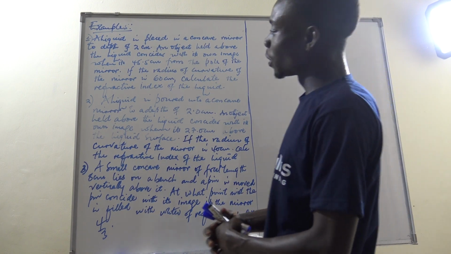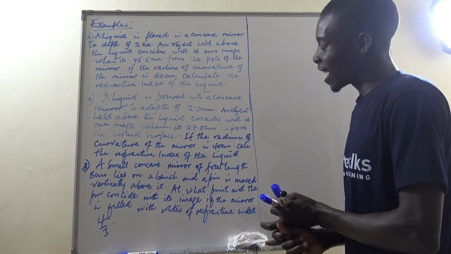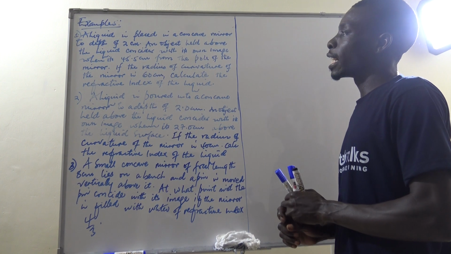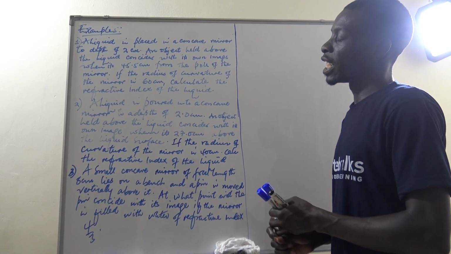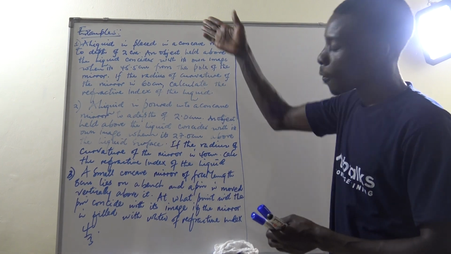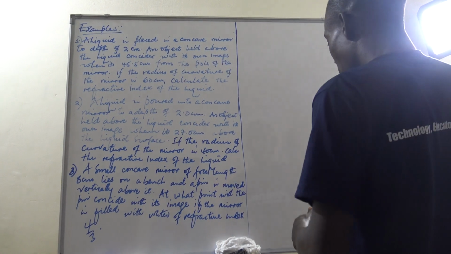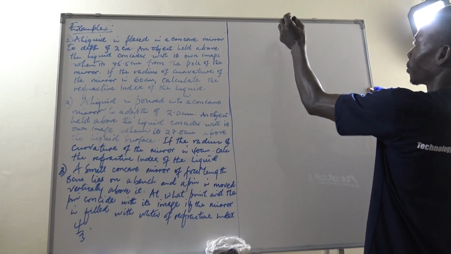So we have some simple numerical examples here that are trying to test the first idea we looked at, under the expression for the refractive index of a small amount of liquid in a concave mirror. So there are these three examples. Let's see how we can analyze them and get their solutions.